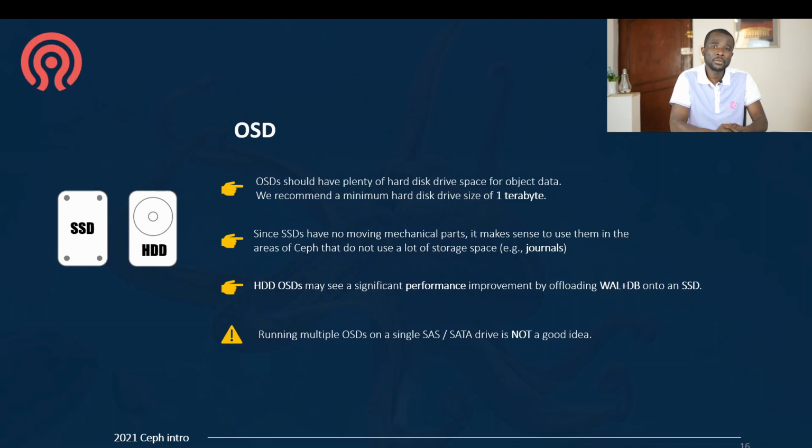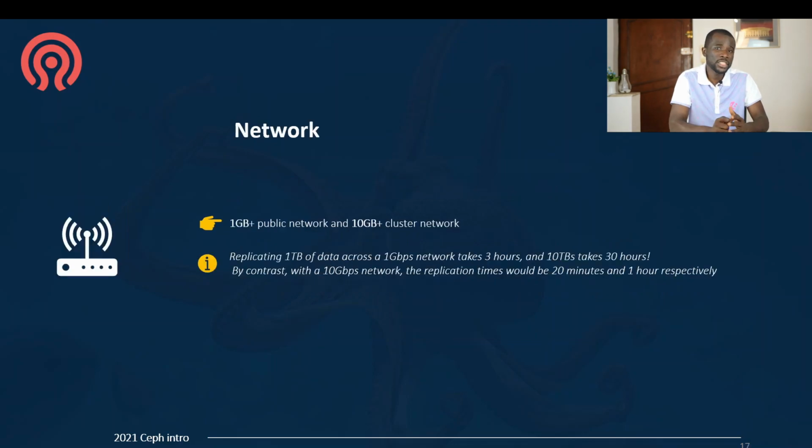Now let's talk about networks. We already talked about this. You should provision a network of at least 1 gig for the public network, and for the cluster network, you should have at least 10 gig. So don't forget that point, and try to provision this in production.